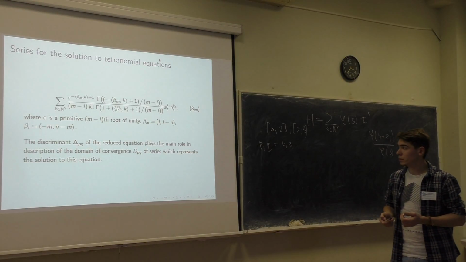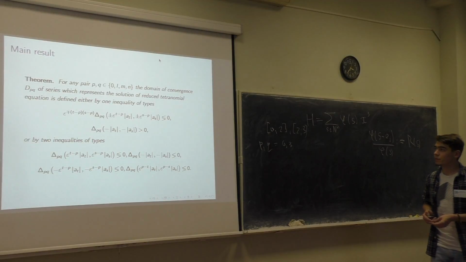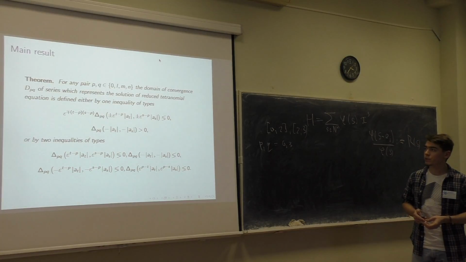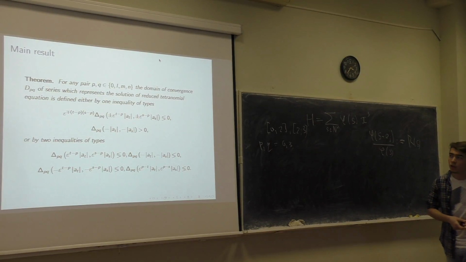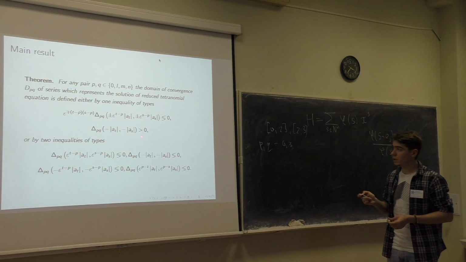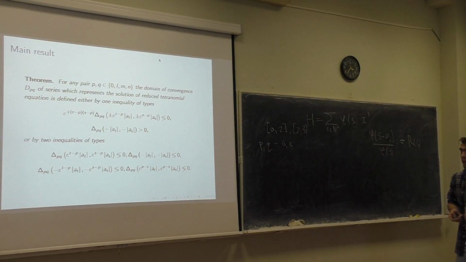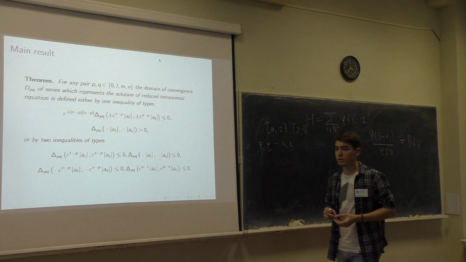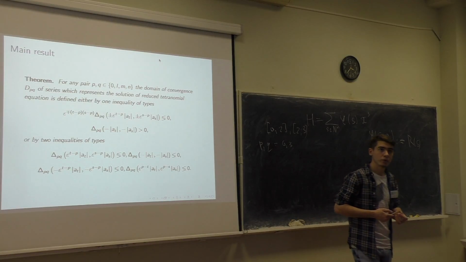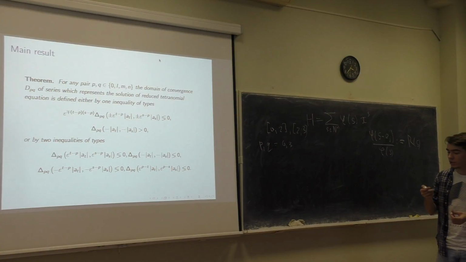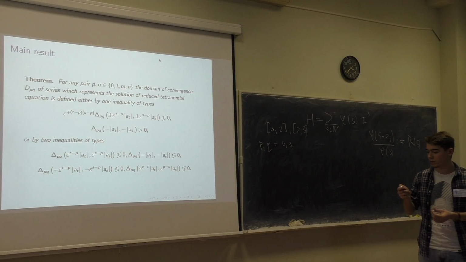And now we have the theorem: for any pair P and Q, the domain of convergence D_pq for the series which represents the solution of the reduced trinomial equation is defined either by one inequality of that type or by two inequalities of the following type. So we have a description of the domain of convergence by functional inequalities, which depend on the discriminant of the algebraic equation.